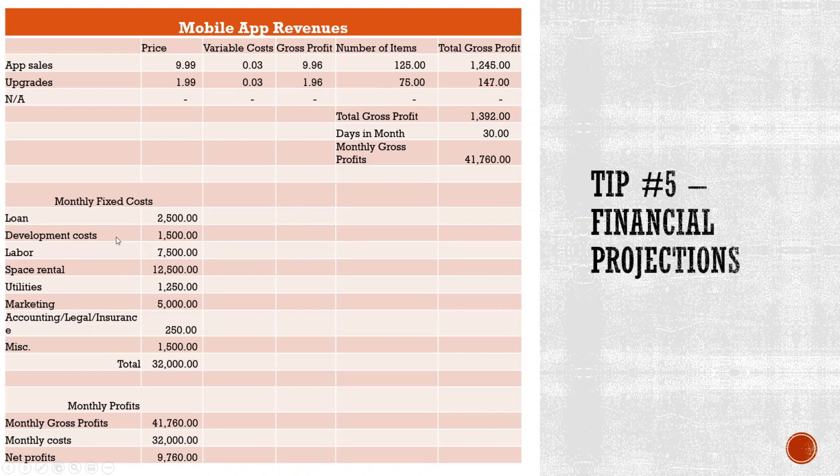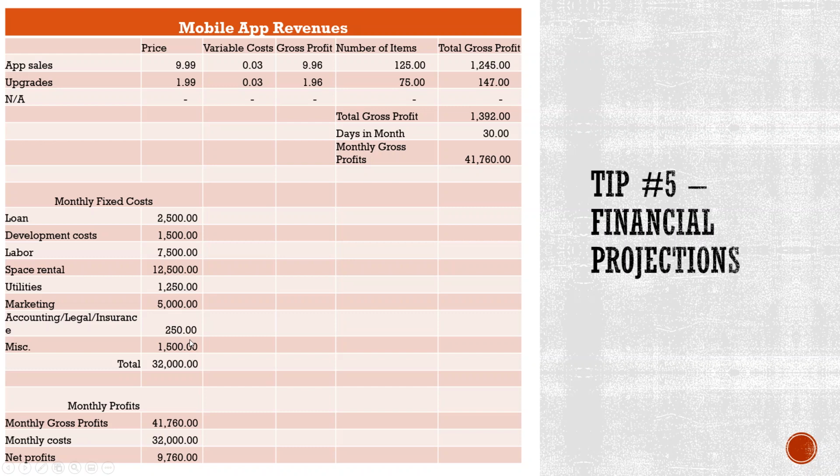Step number 2, we are going to do our monthly fixed costs. We've got a loan, $2,500. Development cost on a monthly basis, $1,500. Labor, $7,500. Space rental, $12,500. So just identify whatever your monthly fixed costs are and list them and line them up. And always don't forget your miscellaneous.